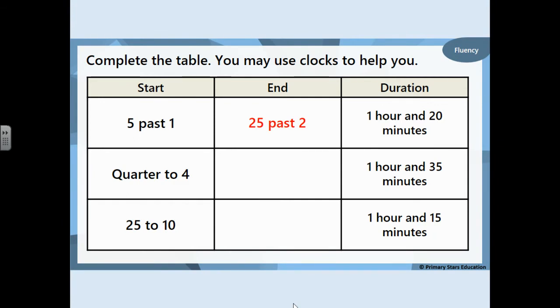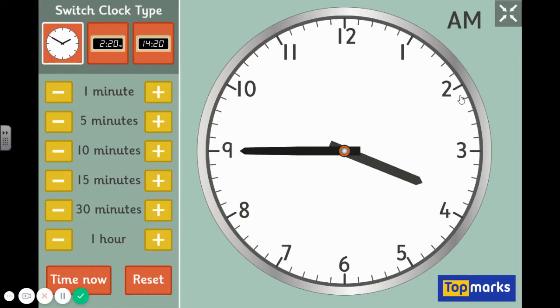Okay, the next one is 3:45 and the duration is 1 hour and 35 minutes. Right, so I have got my time here as 3:45 and I need to add 1 hour and 35 minutes. So what I'm going to do is add 1 hour first and then I am going to add 35 minutes.